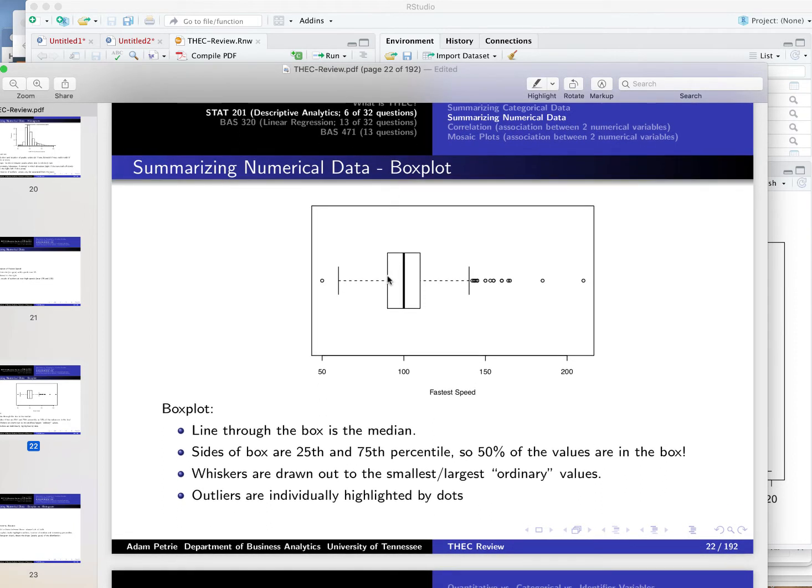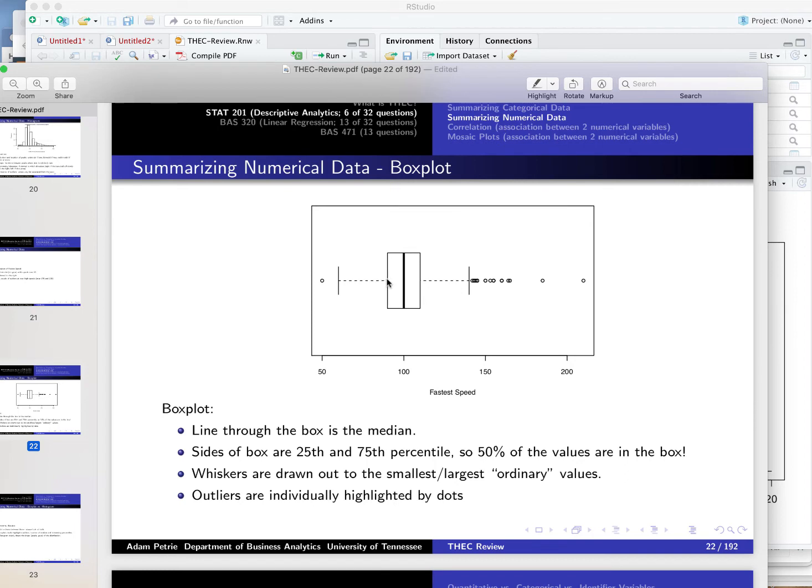It also tells you how concentrated that data is. The vertical line on the left-hand side of the box and the right-hand side of the box represent the 25th percentile and the 75th percentile. Well, by definition, the amount of data in between the 25th and 75th percentile is going to be 50%. So one thing we know is that half of the data values are going to live inside the box.